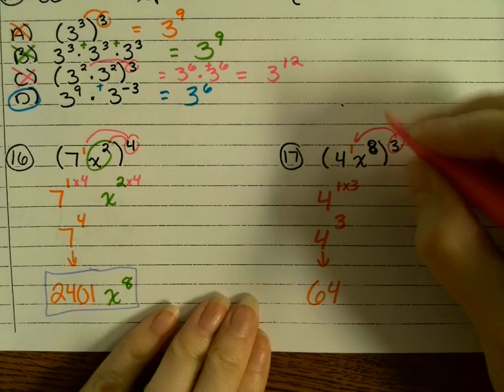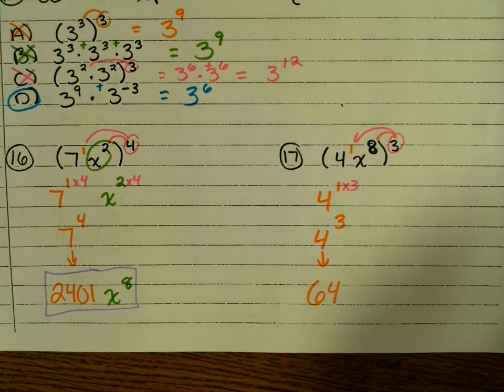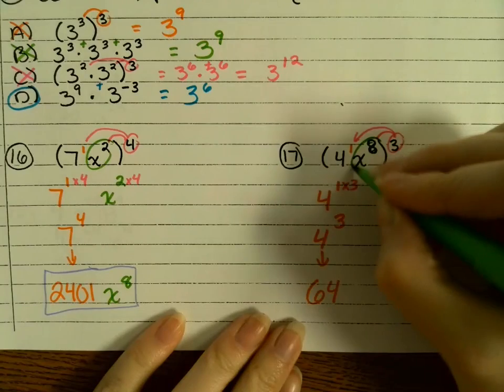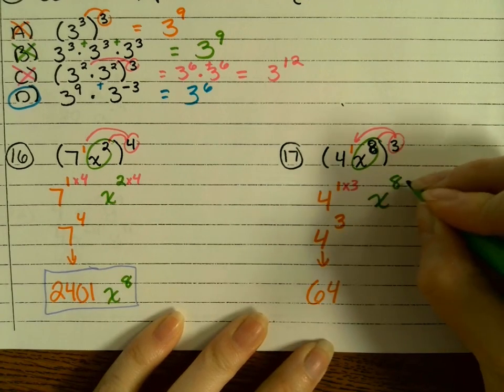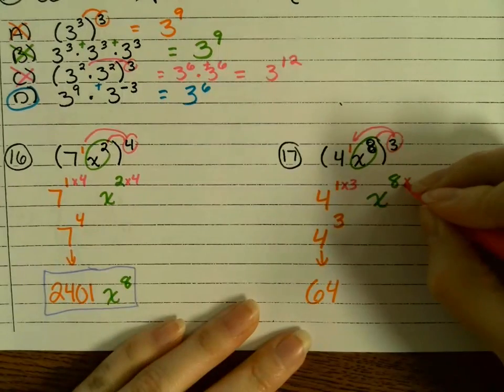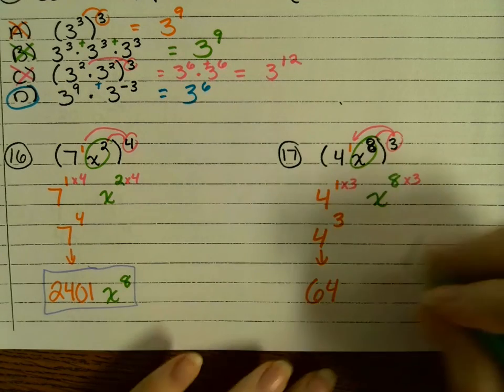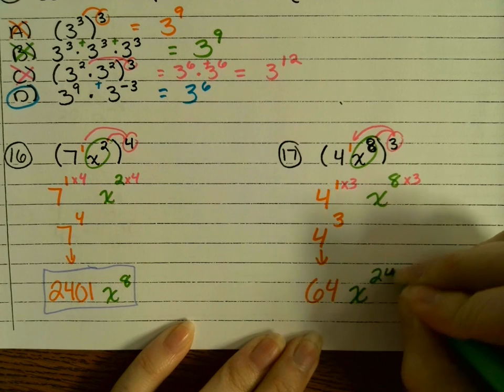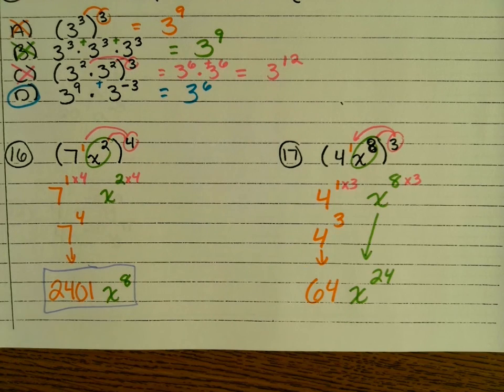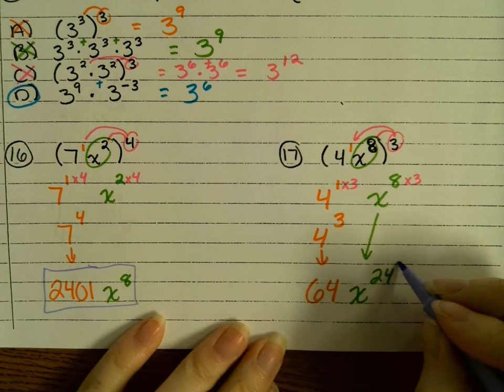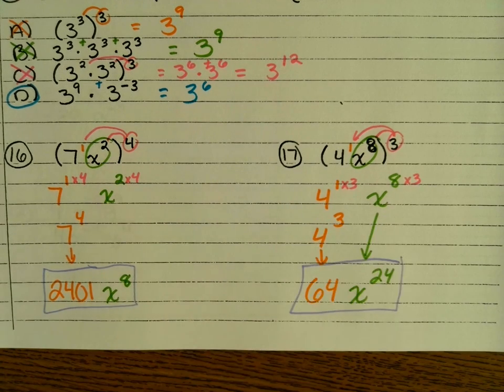We also need to go ahead and distribute the 3 to the 8 as well. So x to the 8th power, that 8th power is going to get multiplied by 3. And that becomes x to the 24th power. So then your final answer here is 64 x to the 24th power.